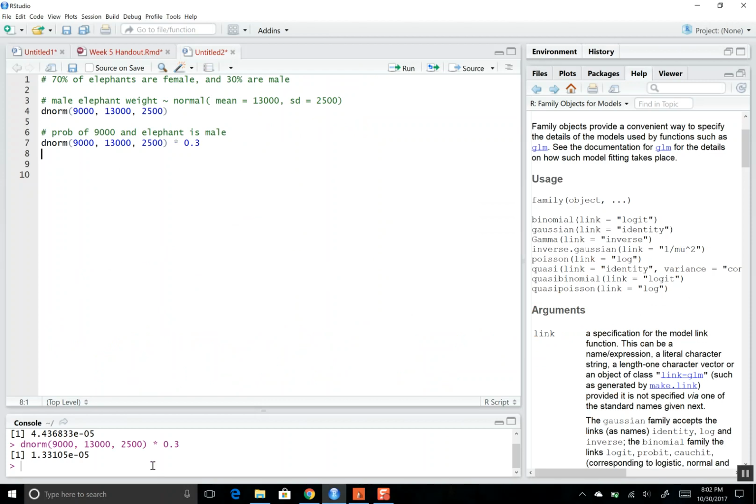All right. So I do this, and this turns out to be 2.349 times 10 to the minus 5.